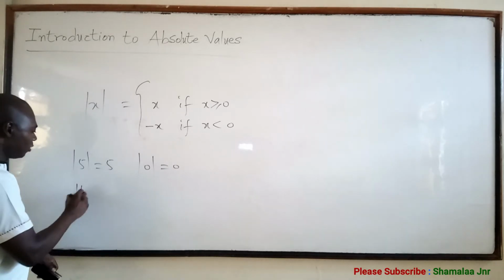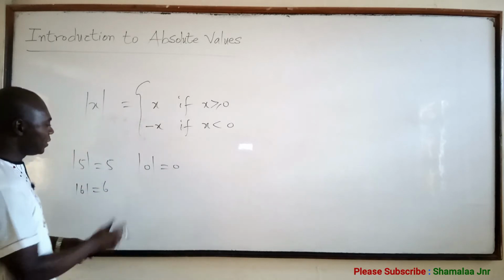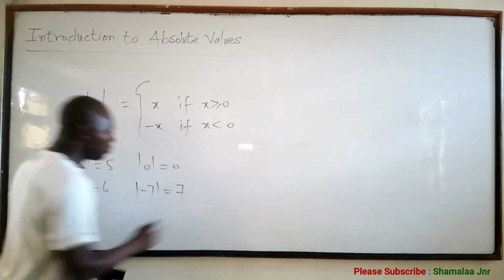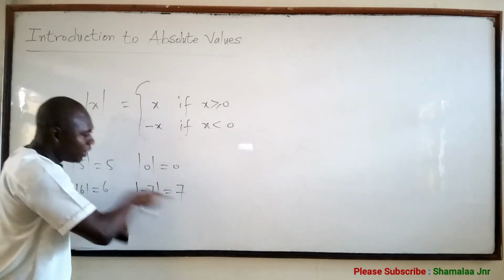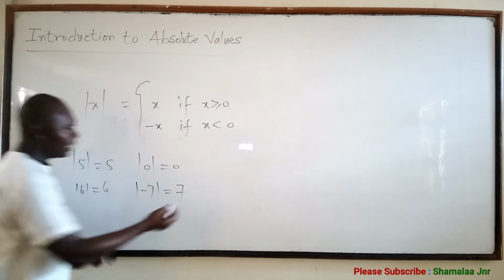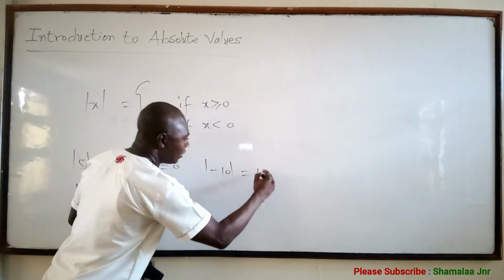That's the first one. So if you have the absolute value of 6, it will be equal to 6. Now, the second one means that when you have to find the absolute value of, say, negative 7, then it's equal to negative of negative 7, and that will make it 7. If you are asked to find the absolute value of negative 10, then it will be 10.